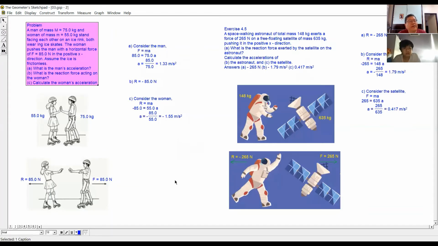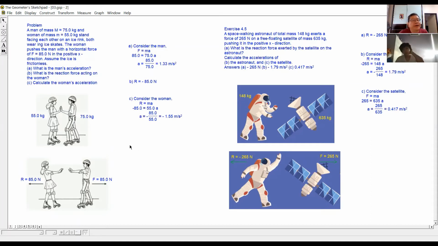You read this problem and see. A man of mass M equals 75 kg and a woman of mass M equals 55 kg stand facing each other on an ice rink, both wearing ice skates. The woman pushes the man with a horizontal force of F equals 85 Newton in a positive x direction. Assume the ice is frictionless. What is the man's acceleration? What is the reaction force acting on the woman? Calculate the woman's acceleration.